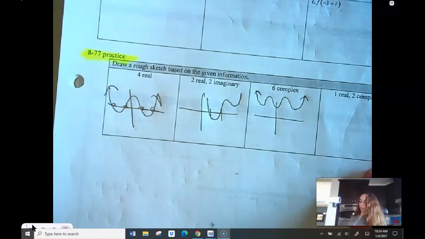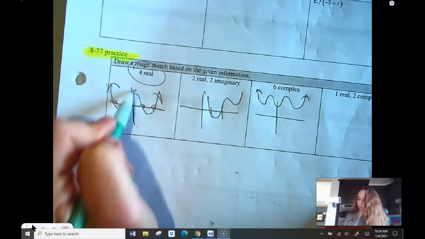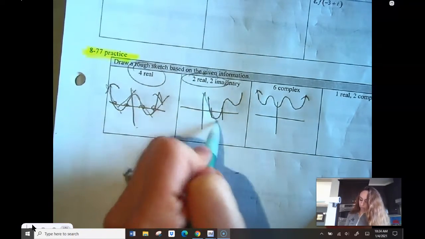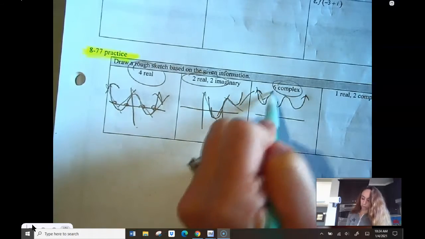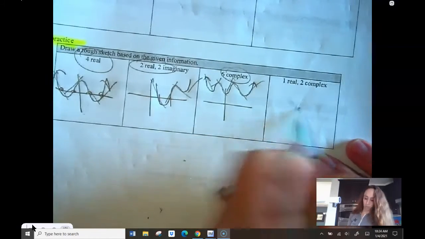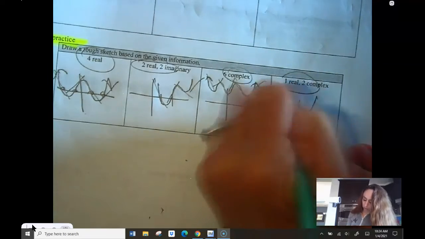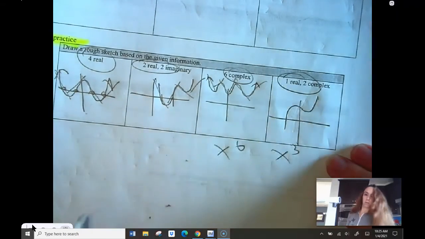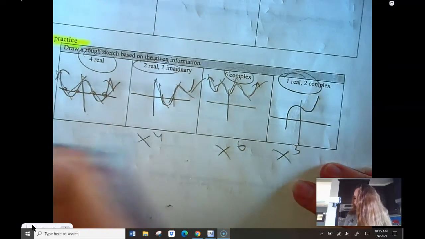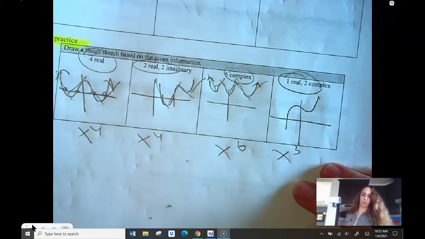And some of you go, well, how do you know? Well, if it's to the 4th power, 1, 2, 3, 4. 6th power, 1, 2, 3, 4, 5, 6. 1 real, 2 complex. Cubic. To the 6th power, to the 4th power. So now you know how to do this problem here.